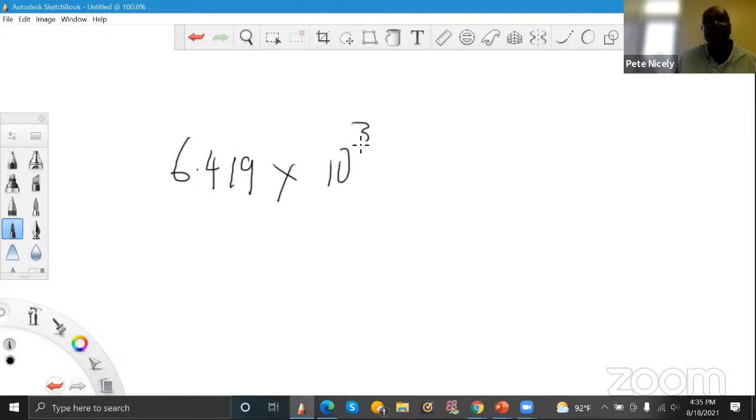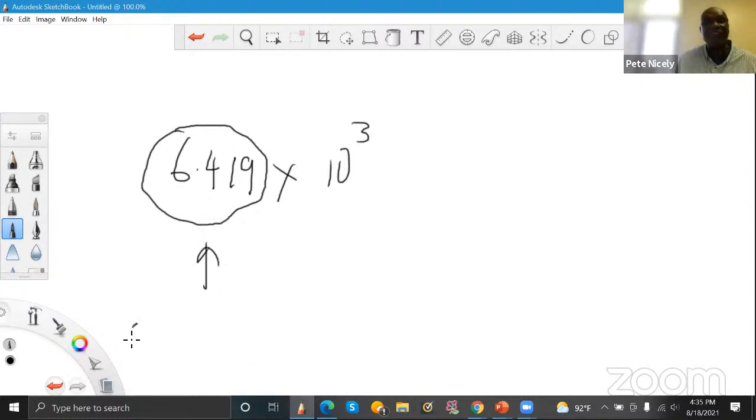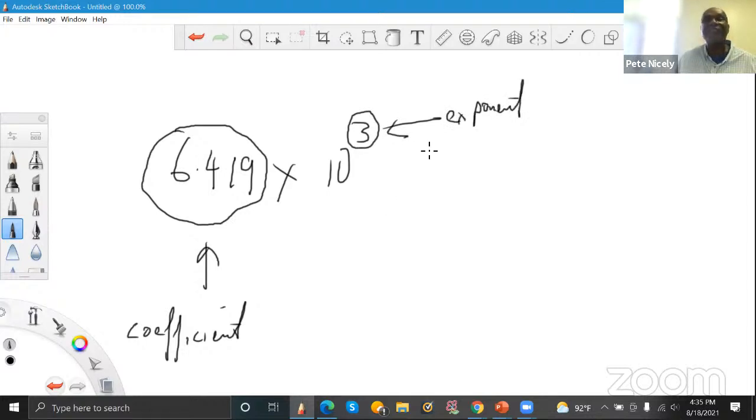All right, so this number here is called the coefficient. And this number here, the 3, is called the exponent. Those are just some terminologies in reference to expressing numbers in scientific notation. So the number which you multiply the 10 to the 3 by is called the coefficient, and the 3 here to which the 10 is raised is called the exponent. So those are some terms that you need to be aware of.